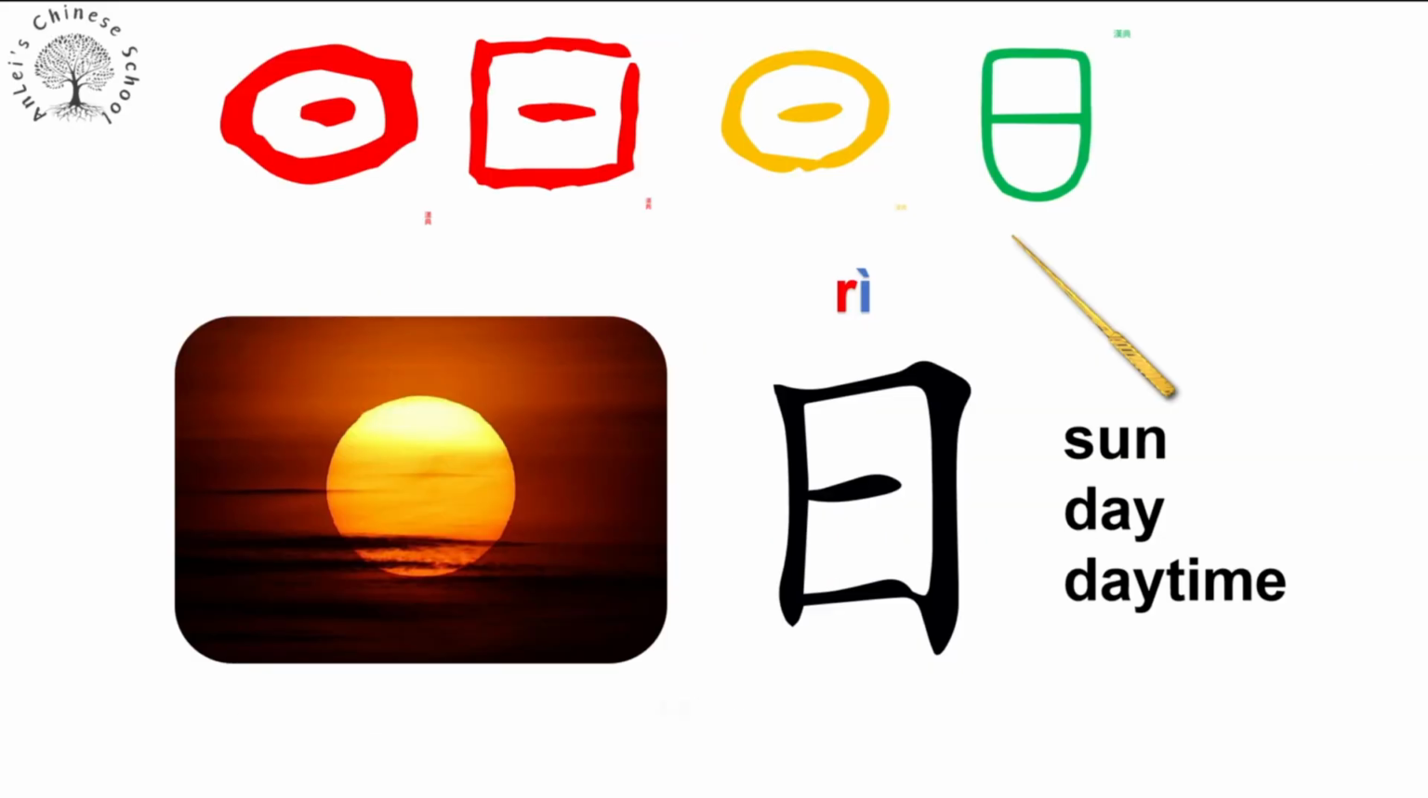Today I will give you a brief introduction about the evolution of the ancient Chinese characters: oracle inscription, bronze inscription, and the small script. This character is Ri. That means sun, day, daytime. Let's take a look at the two forms of oracle inscriptions. One sun is in a circular shape, and the other is a square shape.